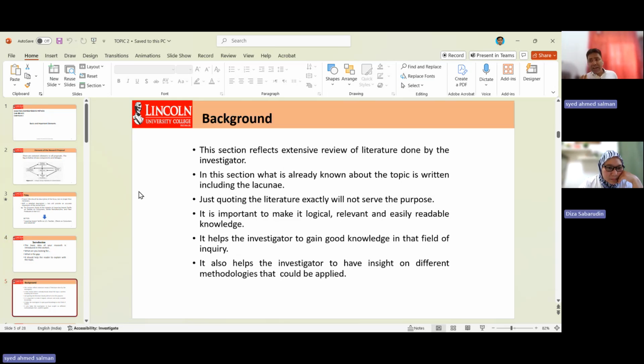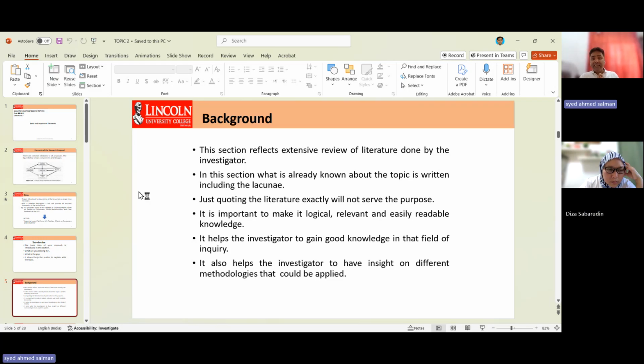Okay, here after the introduction, you are going to write the background of the study in the research paper. The background of the study is very important in any research project paper. If you read any thesis, any dissertation, any project paper, every student must write the background of the study. Now the question arises: what are you going to write in the background of the study, right?